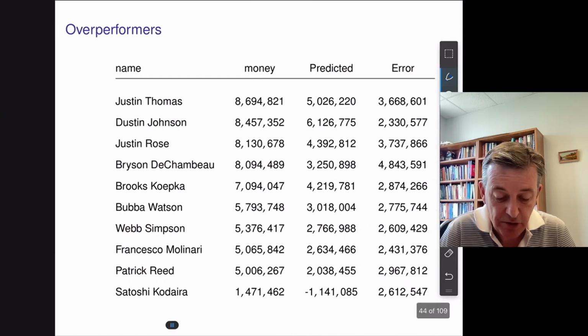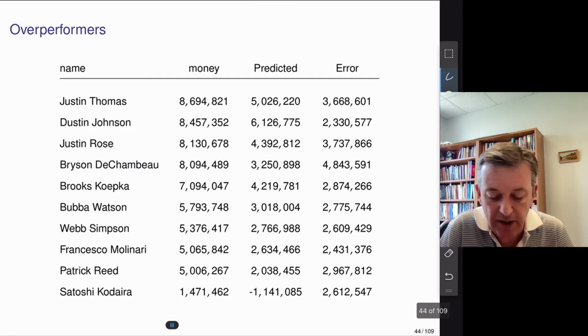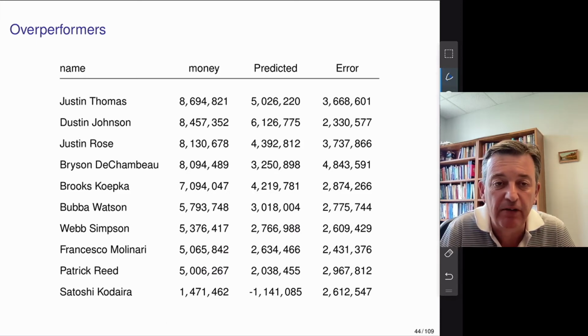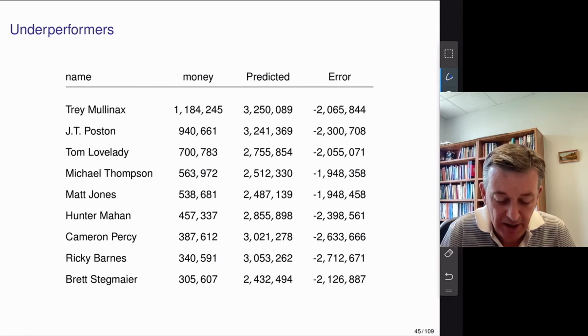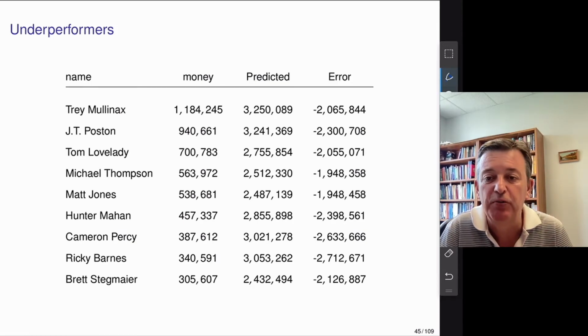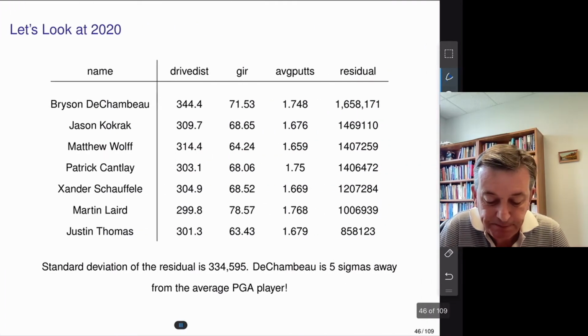So there are our top players in 2018. Again, relative to the model, you can see who the overperformers are, who's been doing well. And you can see who the underperformers are, names I'm sure most of you don't recognize, and they're not doing as well as they should have done.